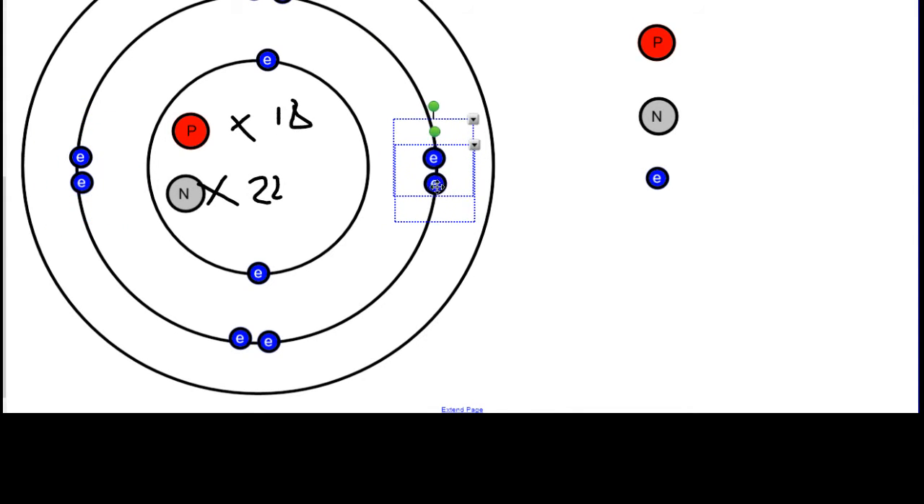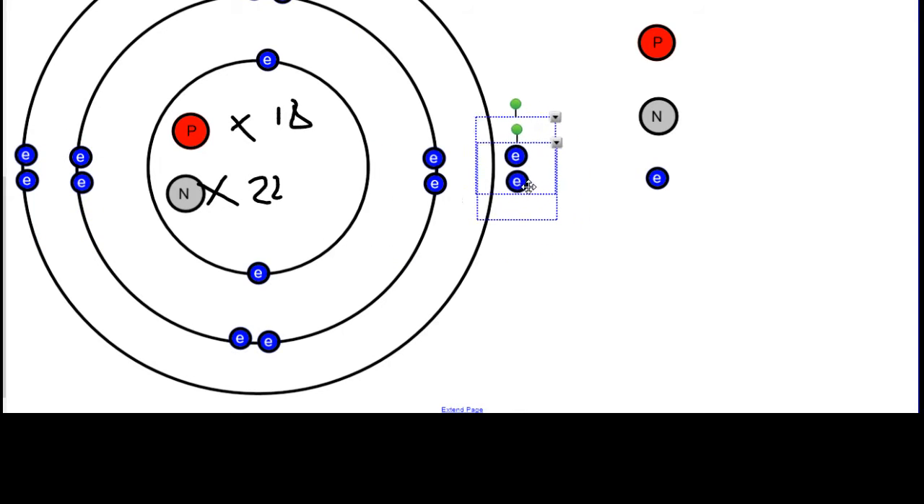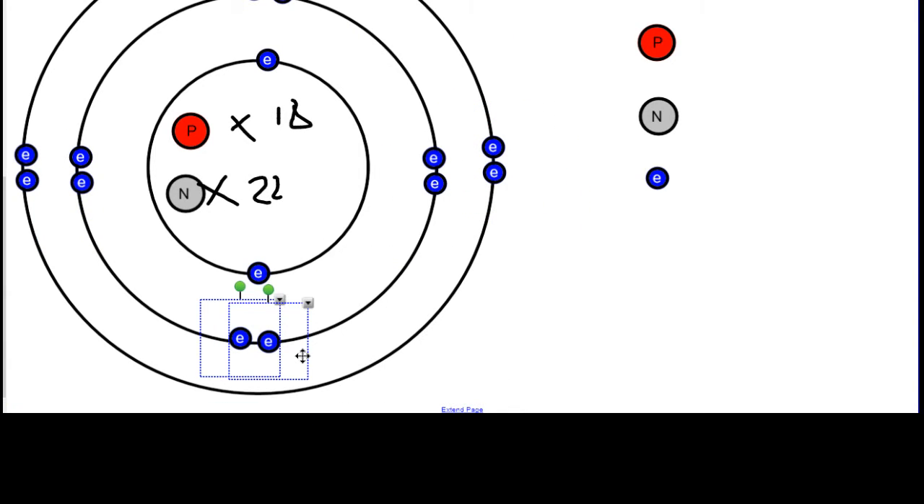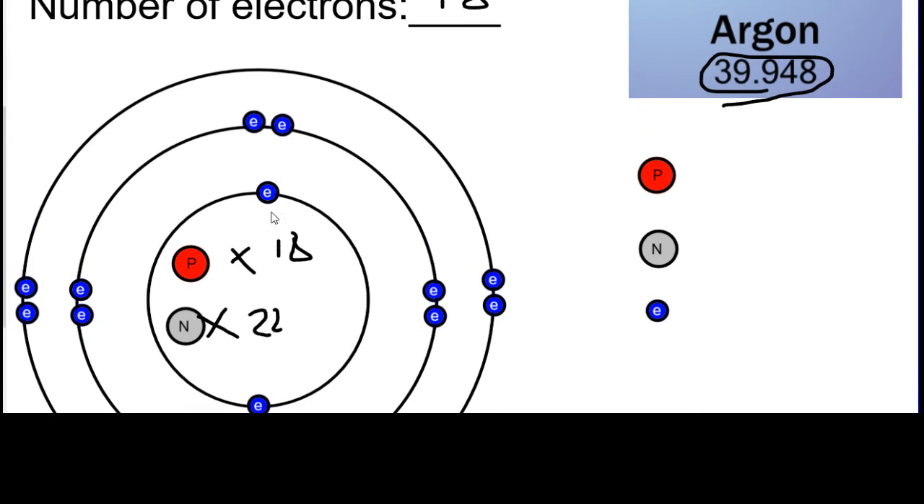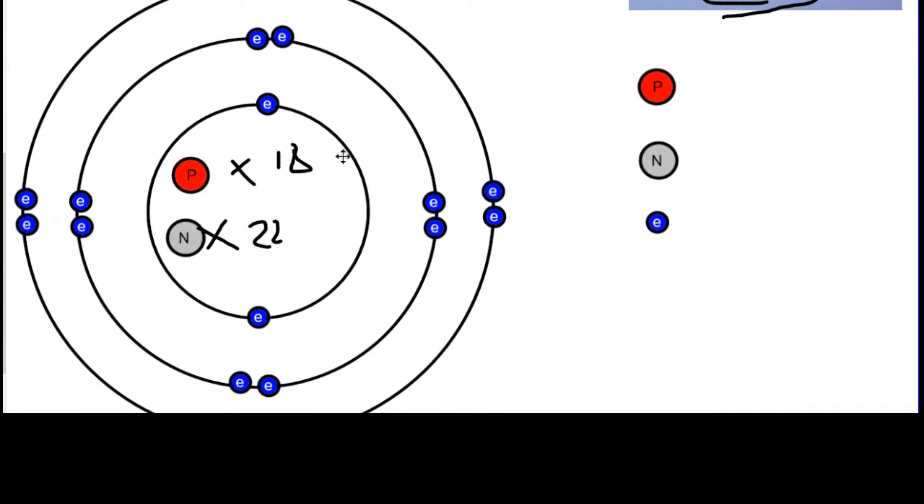How many would I need to put on my next layer? Again, we're going to need 8. So I'm just going to copy these. Now remember, the first layer had 2, then 8, then 8. Since we have a full outer shell, we have what's known as stable. It's in its most stable position. And when it's most stable, we end up having all the noble gases. And the noble gases are found in the far right column.